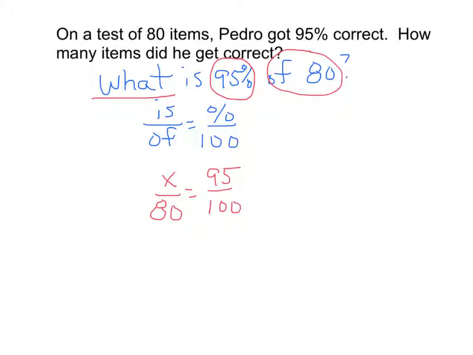When I go through and solve that now, I know that 80 times 95 using my calculator is 7,600, so x times 100 also has to equal 7,600, and if I divide 7,600 by 100, I get an answer of 76. So Pedro got 76 of the items correct.